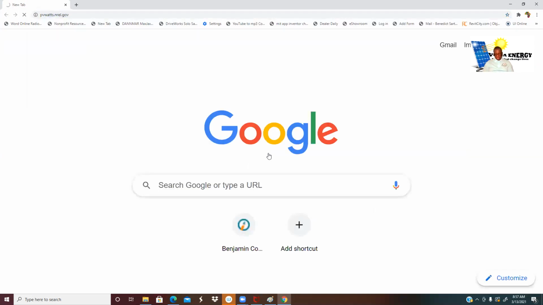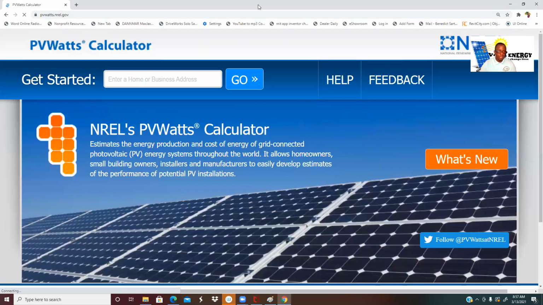Right. So our Google is open. Go in there to the PVWatts calculator. We are looking for kilowatts hour yearly for Nigeria.